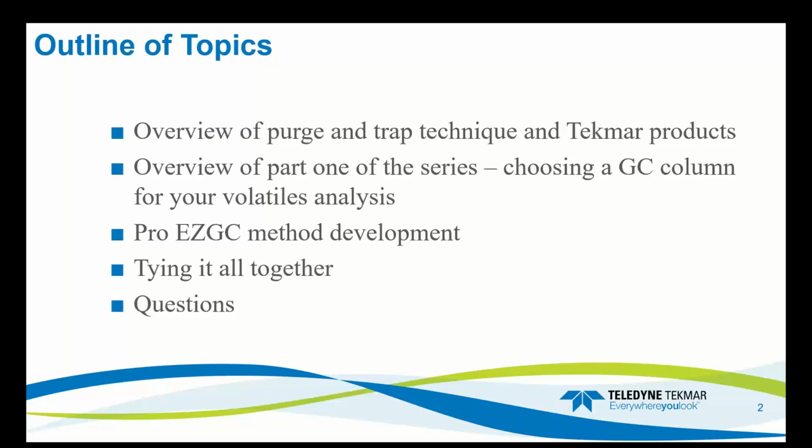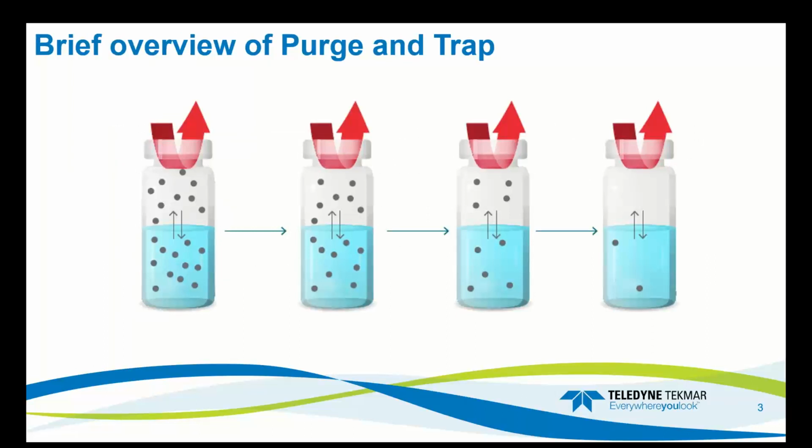So I will cover a quick overview of the purge and trap technique and our products. Chris will give an overview of that chromatographic separation, typical column phases, GC configurations, and film thickness, which was all part 1 of our series. So if you missed that, go ahead and go back to part 1 to rewatch that. And then he will get into method development using Pro EZ GC, and then he'll tie everything together at the end. Be sure to submit any questions you have, and we will be able to answer those by email.